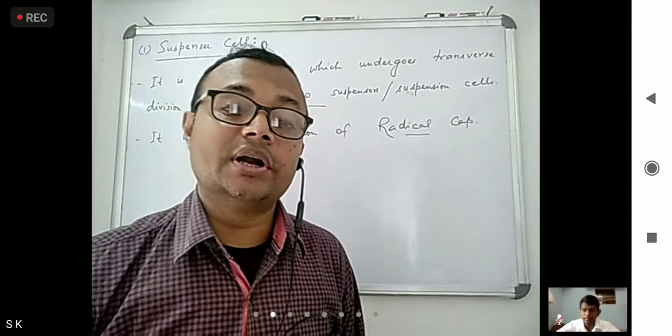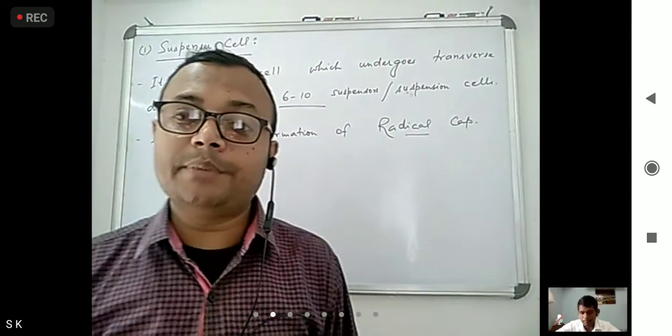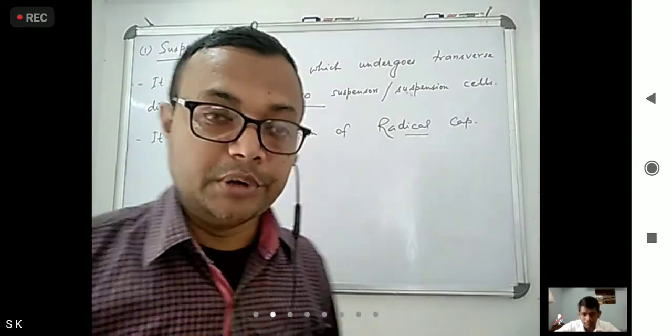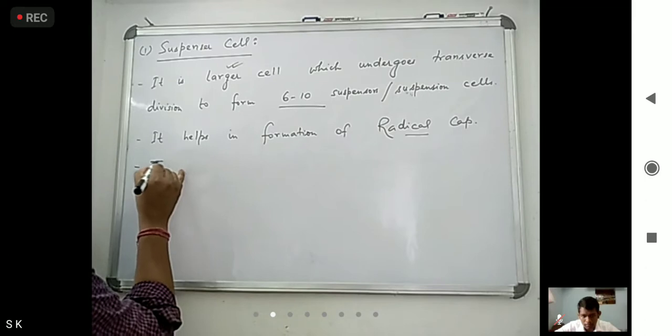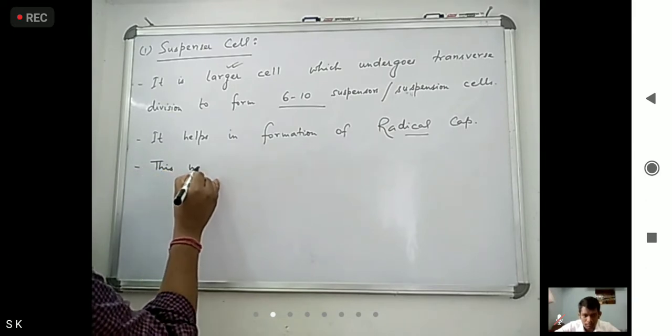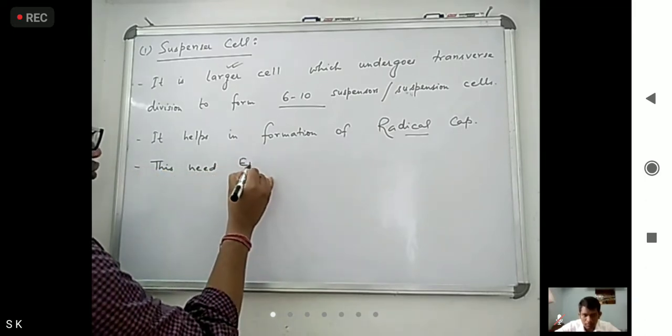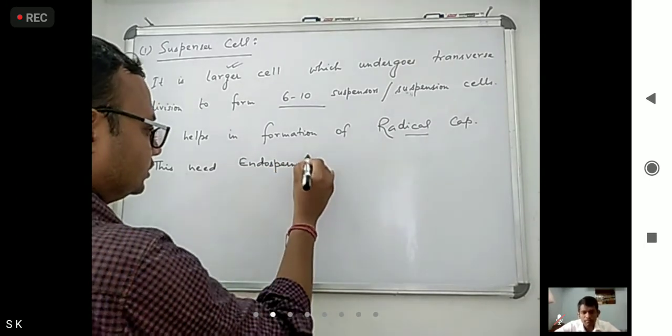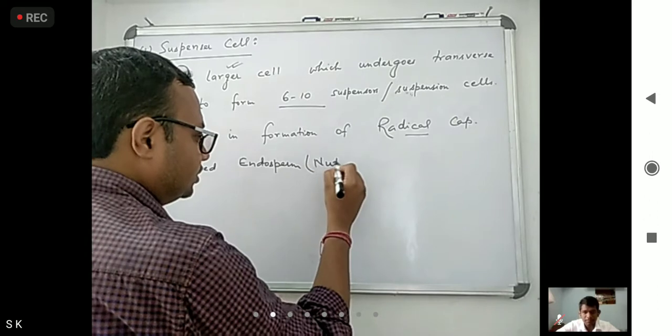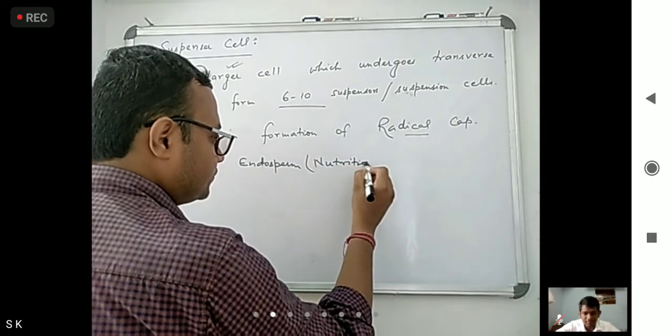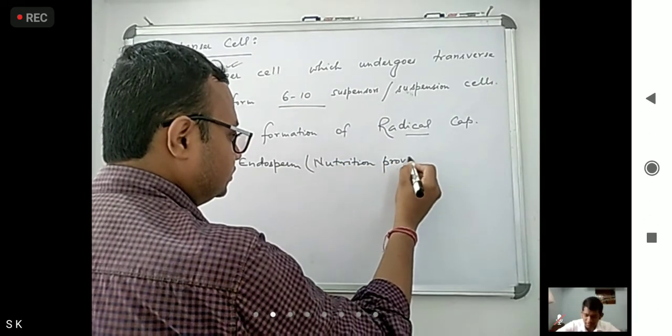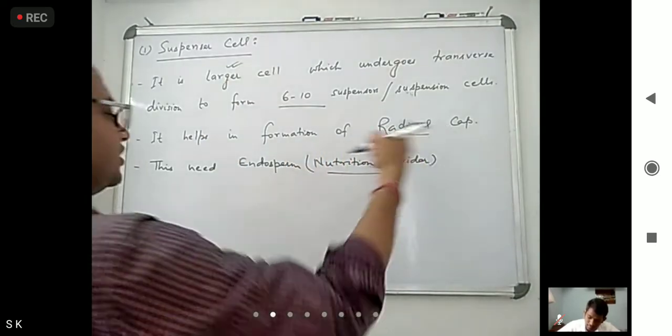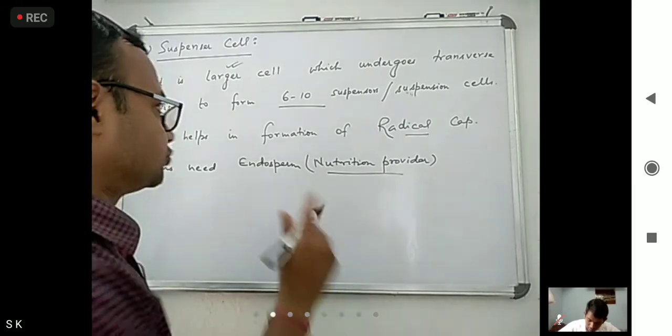Okay, now what happened? For development of the radical cap, this needs what? Endosperm. This you have to remember what I told. This needs endosperm, and endosperm we already know is what? Nutrition provider. Okay, so for radical cap development it needs endosperm.